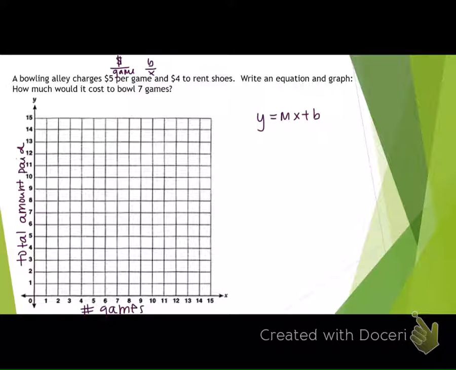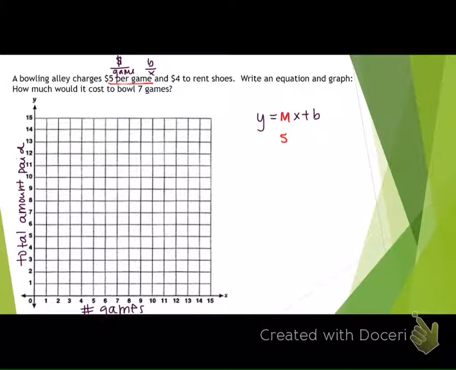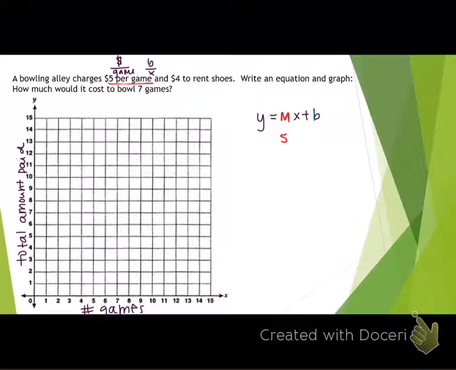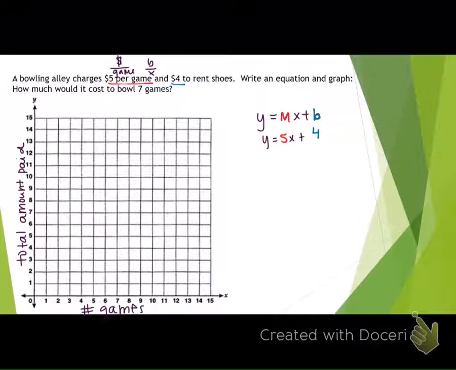Okay, so we said our rate is 5, which means our slope is 5. Where do you start off paying? What do you start off paying, guys? Yeah. $4. Good job, Jen. No matter what, you're going to pay $4 for the shoes. You're not paying $4 per game for the shoes. You're just paying $4 the first time you walk in. It's $5 per game, though. So you have y equals 5x plus 4.